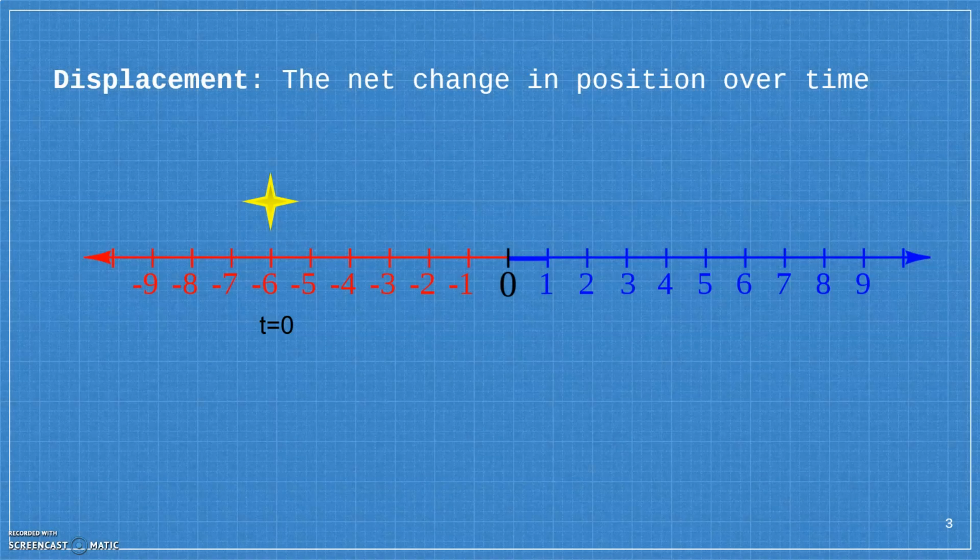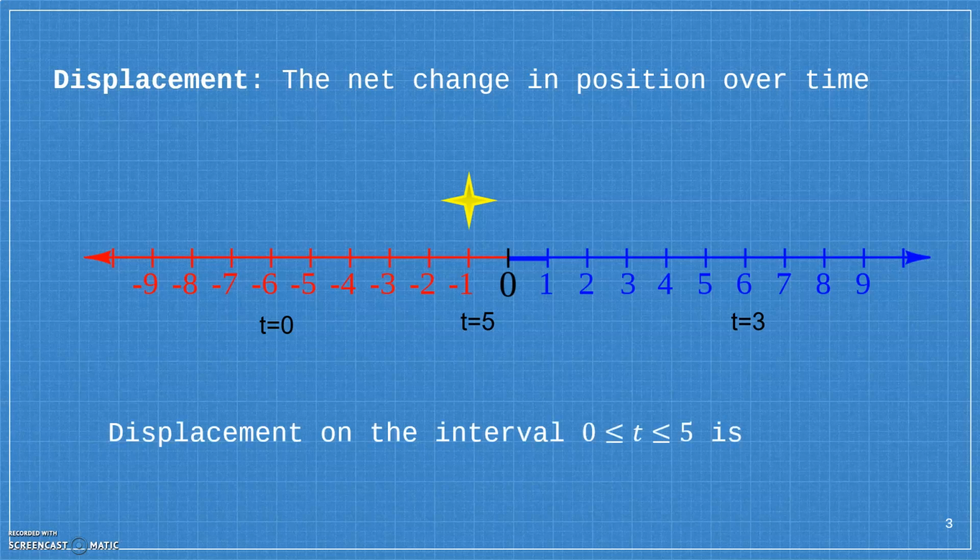So you have a particle moving along the x-axis, and at t equals 0, it's at -6, and then it moves to the right. So at t equals 3, it's at +6, and then it moves to the left. So at t equals 5, it's at -1. And displacement is just the net change in position over time. So at t equals 5, it's at -1. At t equals 0, it's at -6. So you subtract and you figure out that the net change in position over time is 5 units. You kind of ignore the fact that it took a little detour and stopped at x equals 6 because that wasn't part of the net change in position.